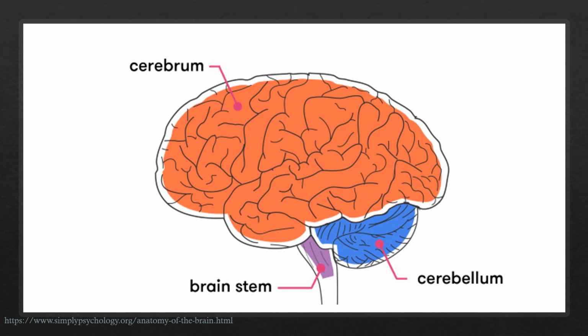This image depicts the basic anatomy of the brain. The brain is composed of the cerebrum, the cerebellum, and the brainstem. Let's get into more detail.